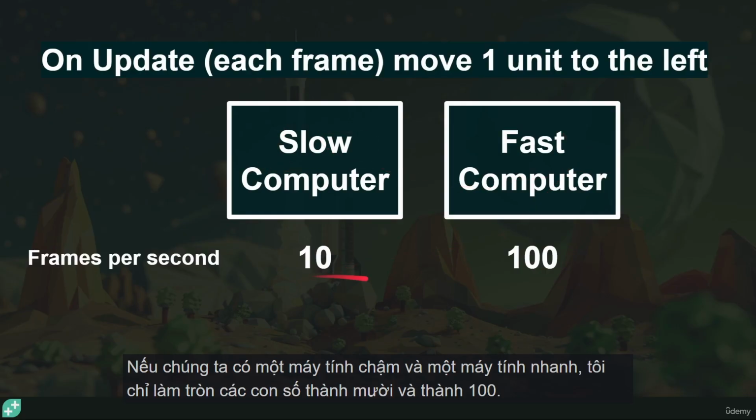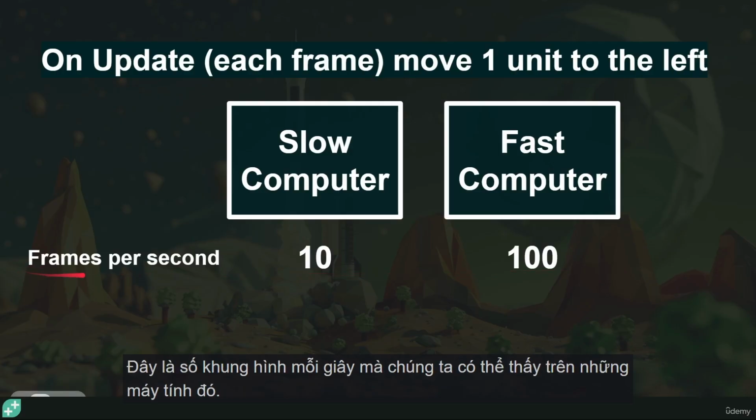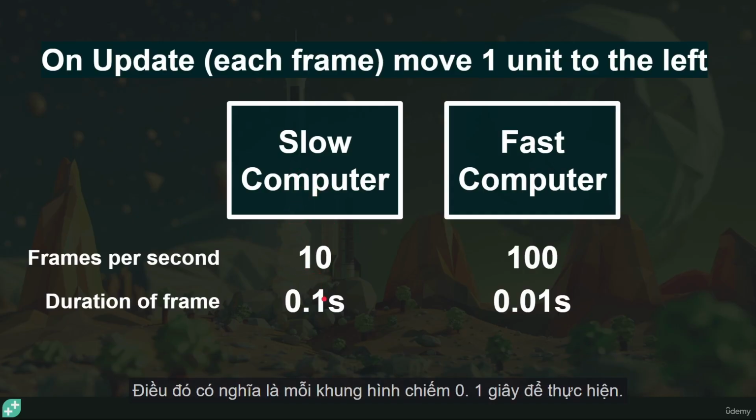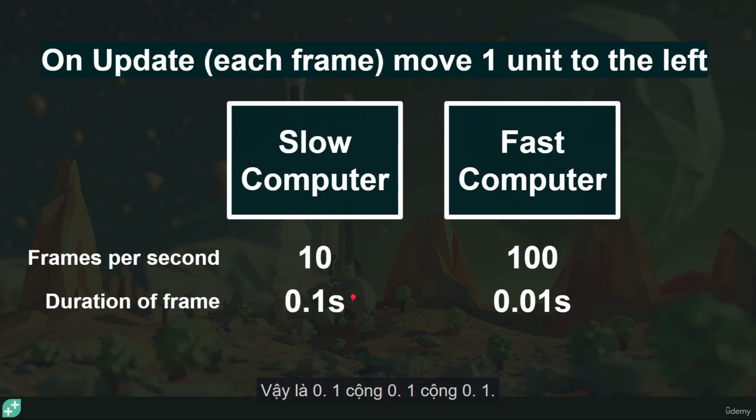Just to be really clear what's going on here, if we've got a slow computer and a fast computer, I've just rounded the numbers to 10 and to 100. This is the frames per second that we would see on those computers. So on our slow computer, if we have 10 frames per second, what that means is each frame is taking 0.1 second to execute. So 0.1 plus 0.1 plus 0.1, we have 10 0.1s happening each second.